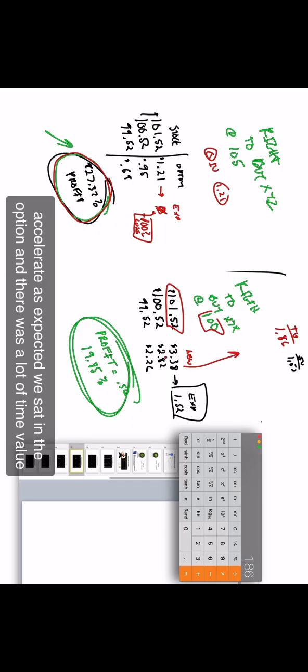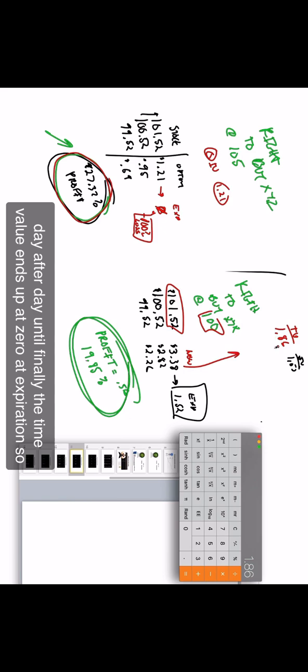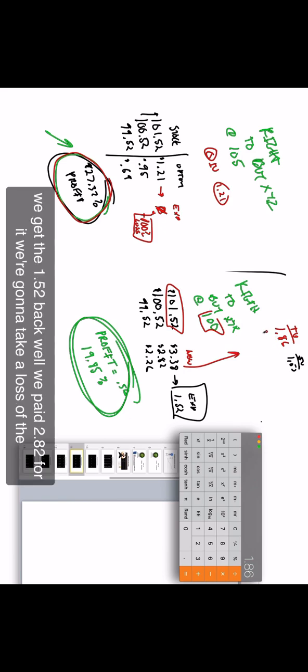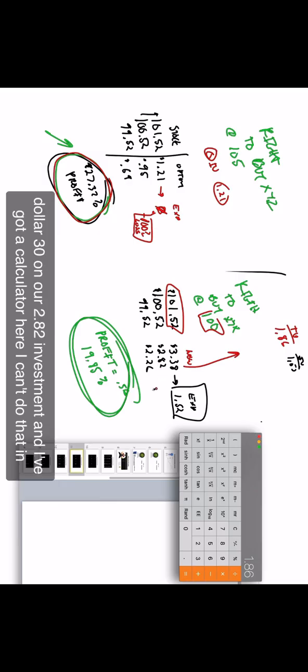It did not continue to accelerate as expected. We sat in the option and there was a lot of time value. Remember that 186 up there? It would continue to erode over and over again, day after day, until finally the time value ends up at 0 at expiration. So we get the 152 back. Well, we paid 282 for it. We're going to take a loss of the difference, and 282 minus 152 is a $1.30 loss. So in percentage terms, we lost $1.30 on our 282 investment.